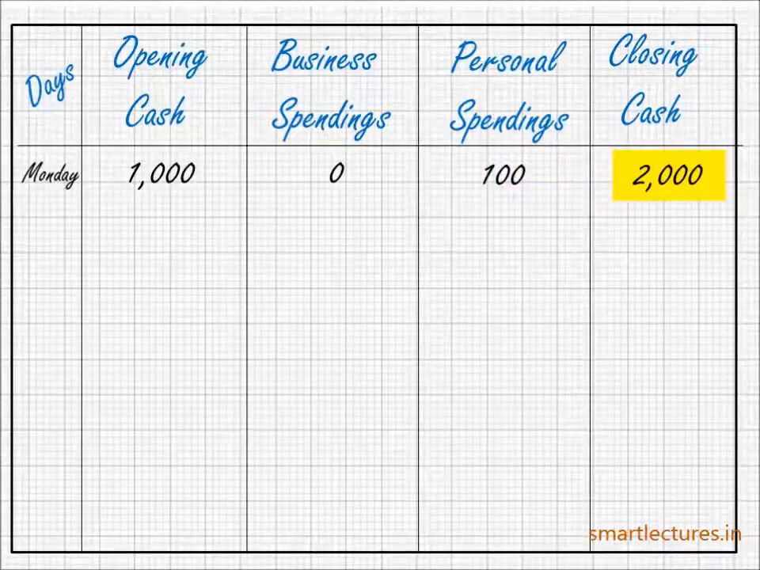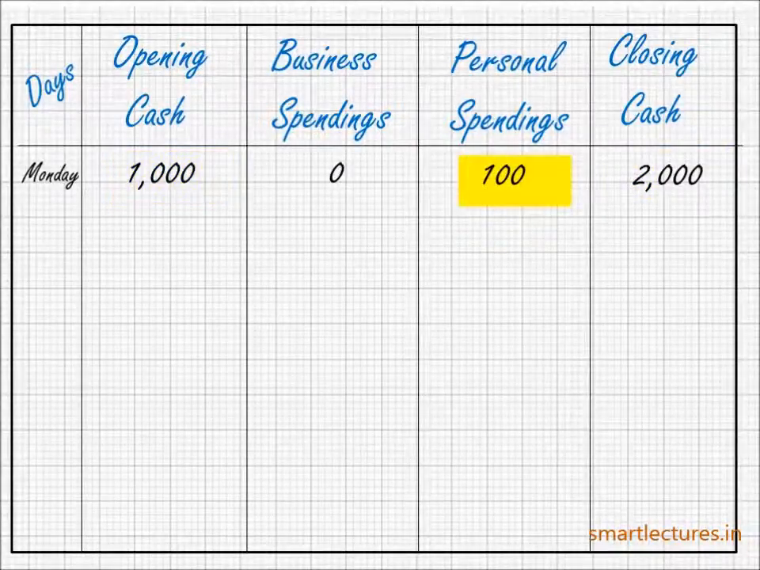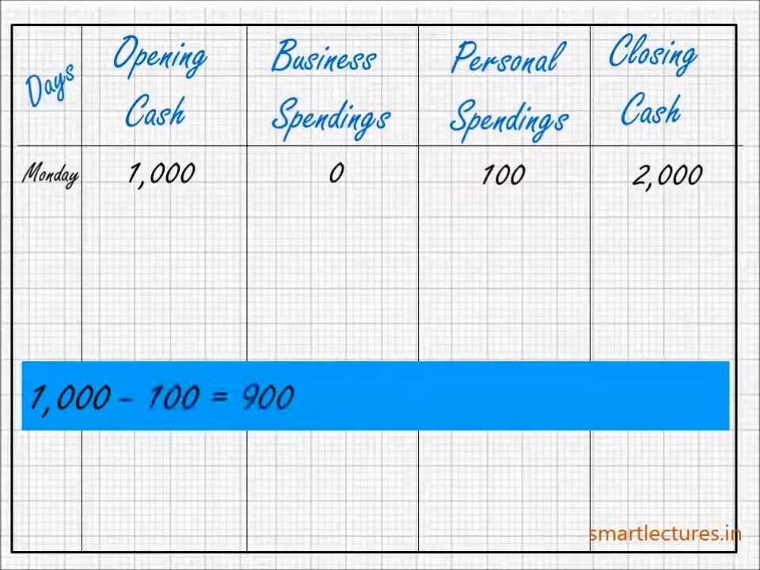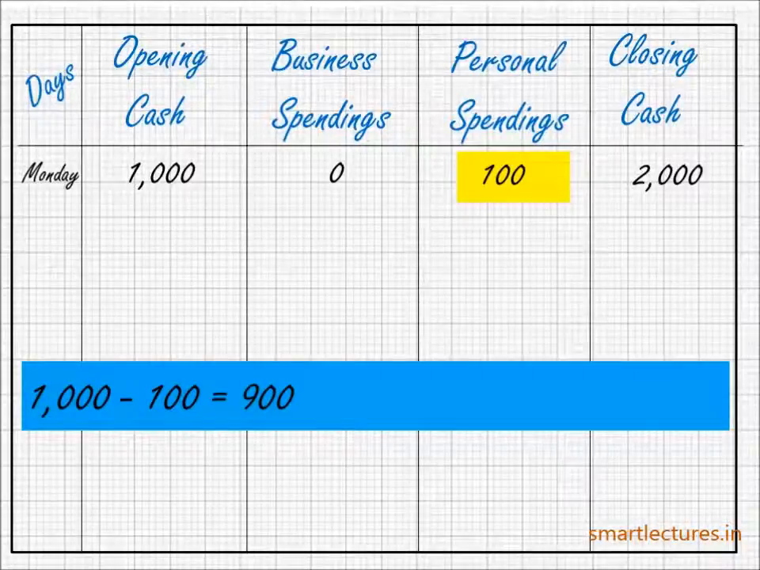In the morning he had rupees 1000, and out of that he spent 100 for his personal use and the balance was 900. But when he came back home, he had rupees 2000. It means he has earned rupees 1000. Am I right? No. Actually, out of that he has already spent rupees 100 for his personal use. If he had not taken 100 rupees, then I could say that he has made rupees 1000 as fee. This was the earning for the day.